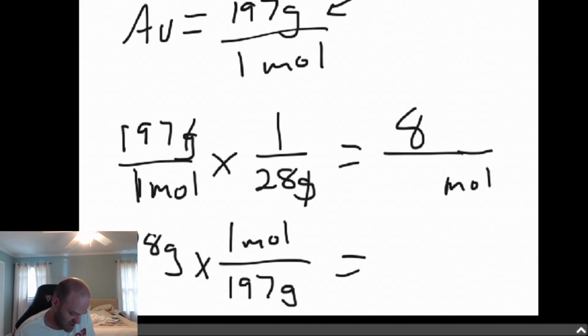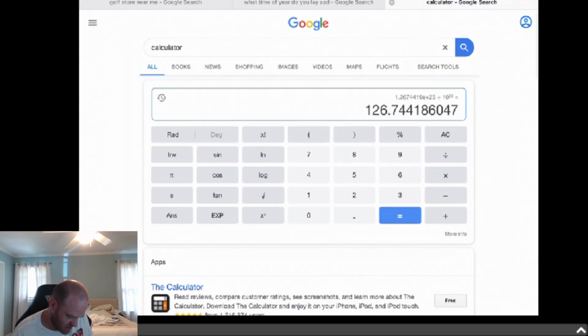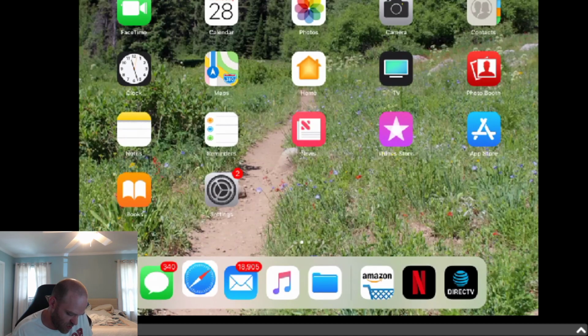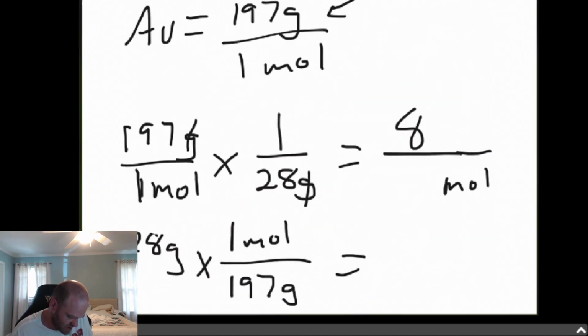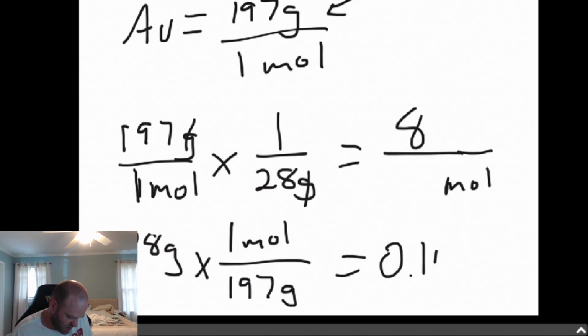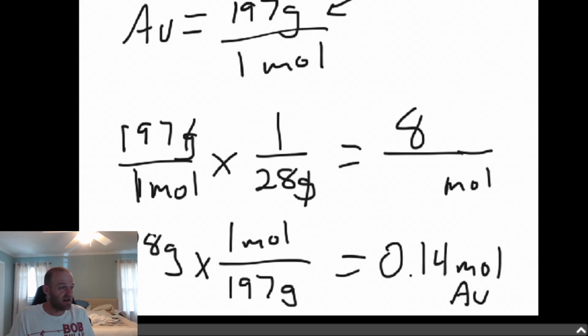So carrying on right here, 28 divided by 197 equals 0.14 moles. 0.14 moles of gold. Okay, so that's kind of how you use molar mass, and you can work both ways.